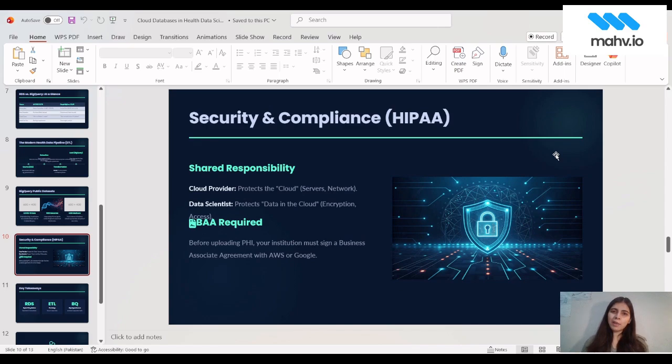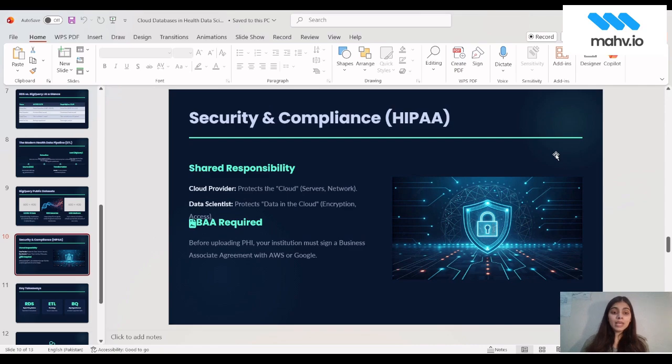Then we have security and HIPAA. You might know HIPAA by now, but if you don't, let's talk about it. We have shared responsibility here. The cloud provider protects the cloud, like the servers and the infrastructure, but you, the data scientists, protect the data, access, and encryption. So you guys have a big responsibility, no?